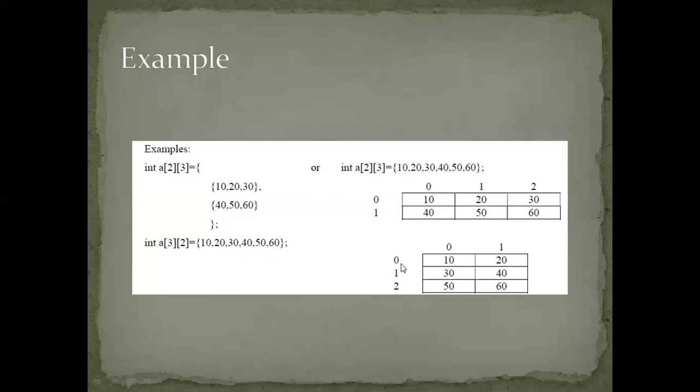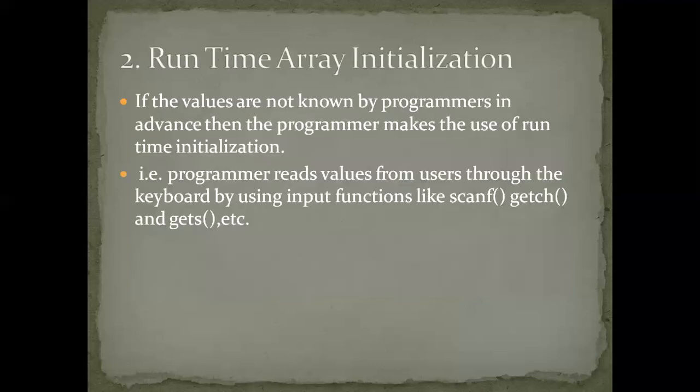Very good. 0, 1, 2, this is the number of rows. So the number of rows is 3. Horizontal lines, how many are there? 3. These are the number of rows. How many columns are there? 2 columns, 0 and 1. So it will be like 10, 20, 30, 40, 50, 60. That is how in the memory allocation it will store the data. Understood this example? Fine. Move on to the next.